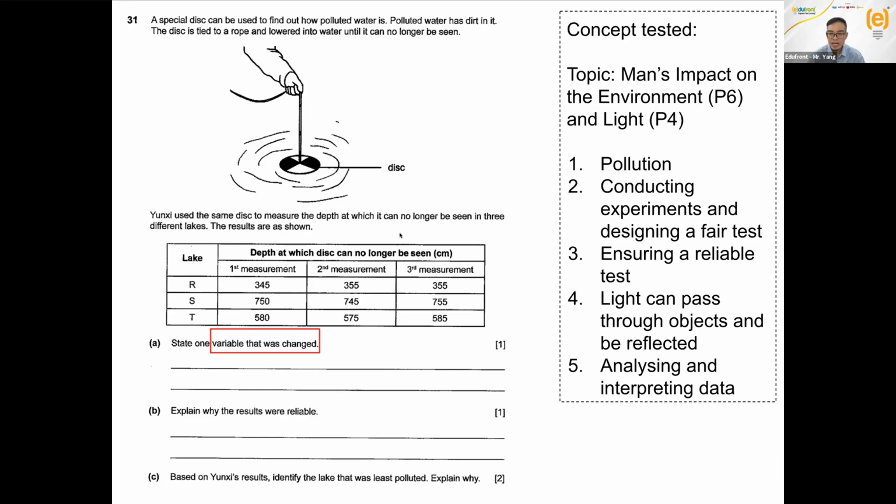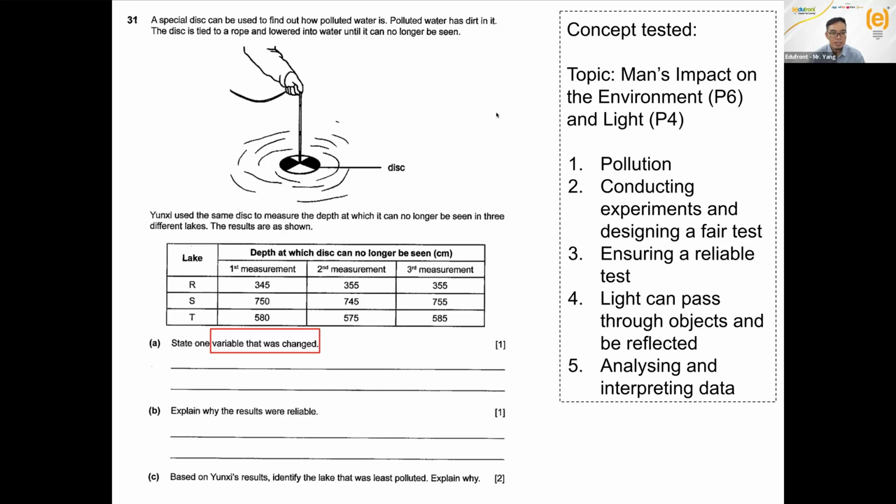Just now somebody asked, right? So this we will repeat again. And then number 4, a slide testing you on the concept of light. How come you can see the disc? Because we know that light can pass through water and can also be reflected. Why can you see the disc? Because the light is reflected off the disc into her eyes, right? And then number 5, analyzing and interpreting the experimental data.